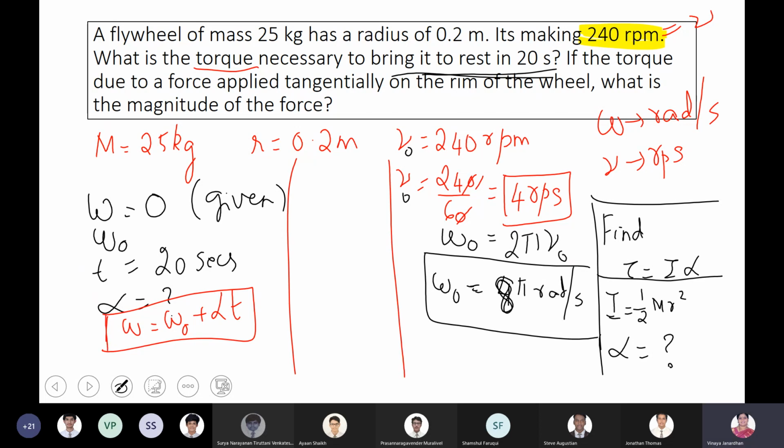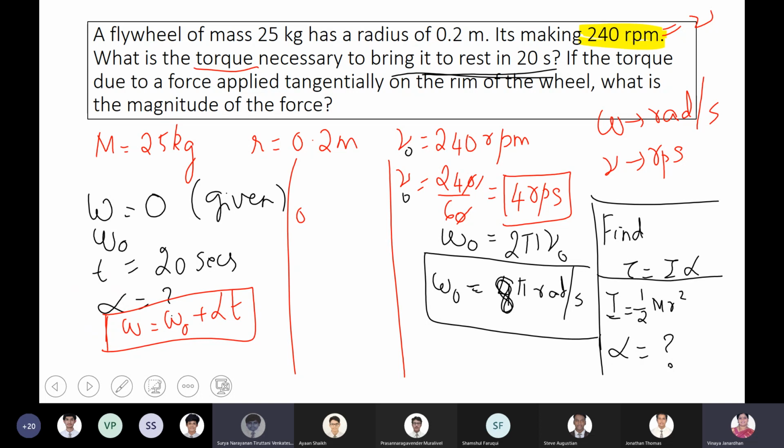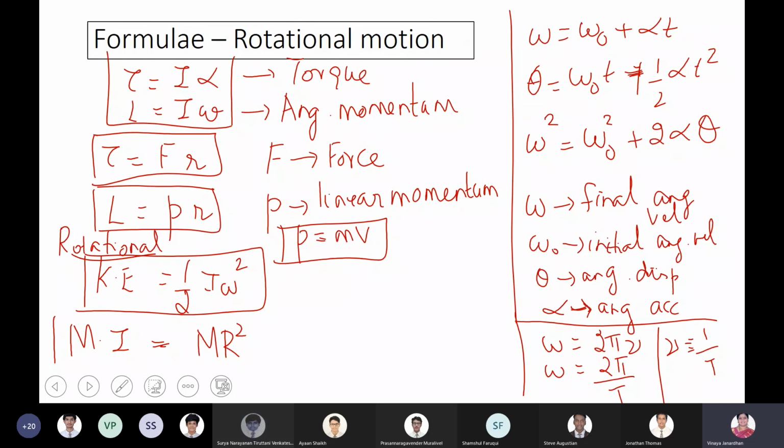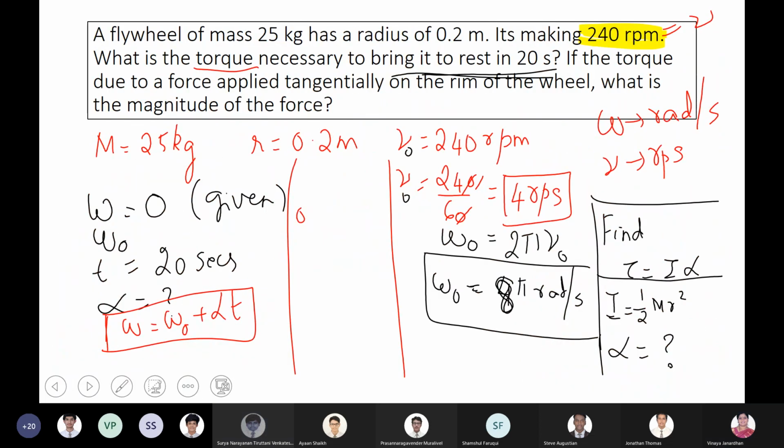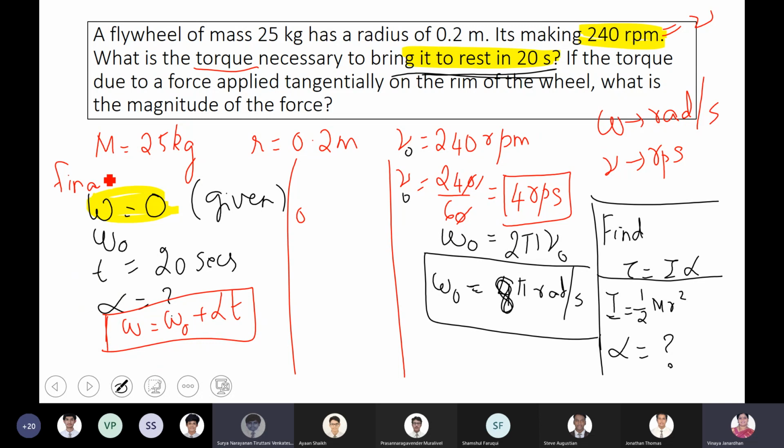Boys, find this value. Ma'am, how did you get omega equal to 0? The body finally comes to rest, right? Yes, ma'am. The body finally comes to rest. This is the final angular velocity.